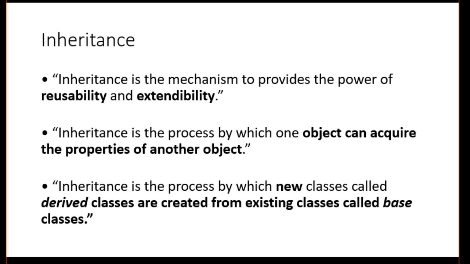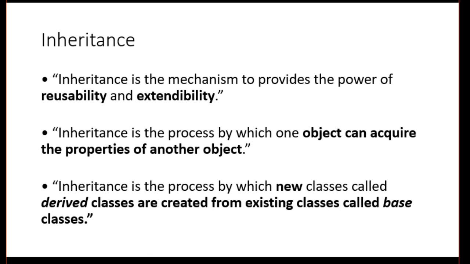If we go by the definition of the term inheritance, it basically means acquiring some properties from our parents by an individual. In case of C++, inheritance is the process by which one object can acquire the properties of another object. Properties with respect to an object are basically the data members and the member functions of that object.